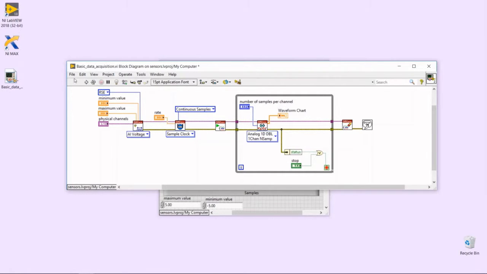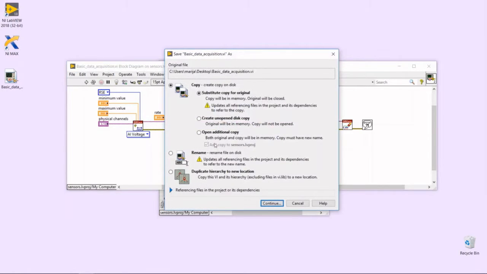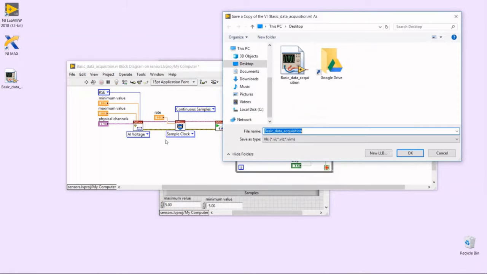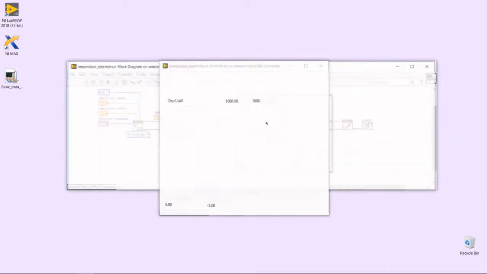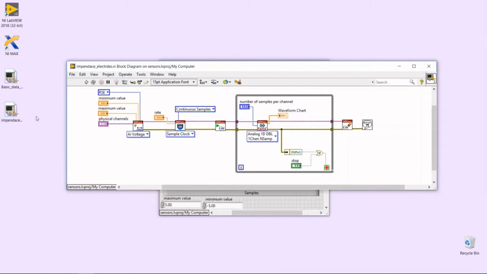Okay, so I'm going to save this with another name so we know that it is for electrode testing. Okay, so we have another copy of that program. Next thing to do is to program our application.